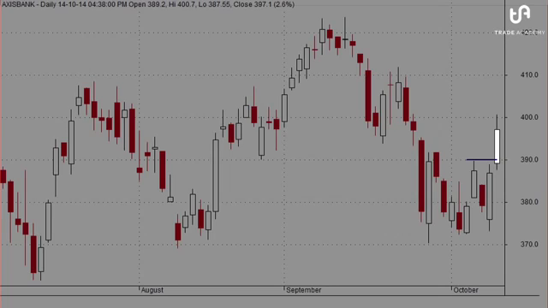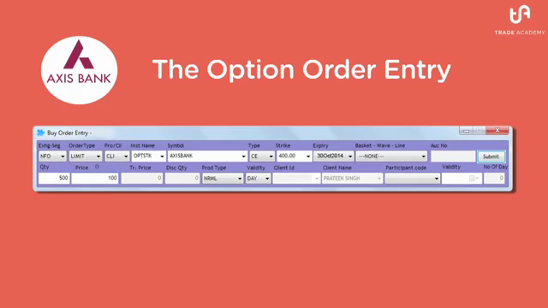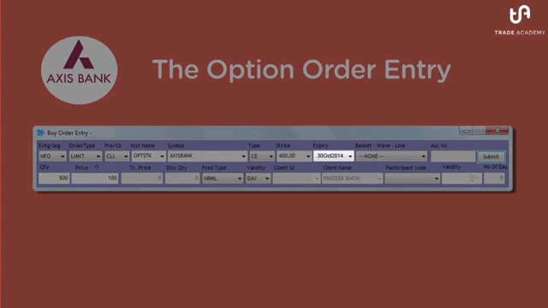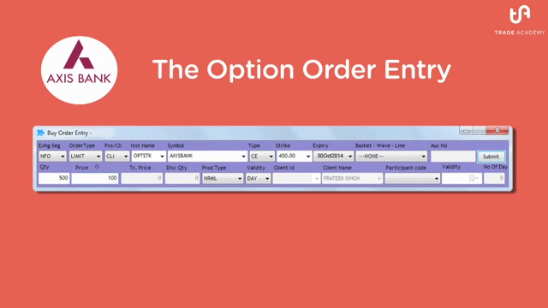A swing high cross, as we've seen in the previous lesson, means we have a very high probability of the market going up. We can now buy Axis Bank call options. Your order will look something like this. The symbol is Axis Bank. You will buy the current month contract. You'll obviously buy a call option since you're bullish, and the strike price will always be at the money.